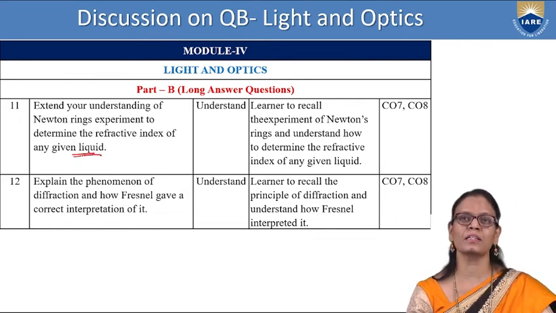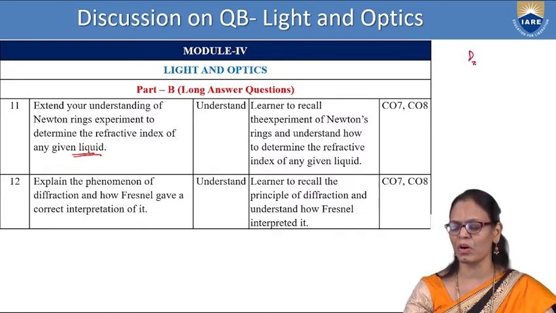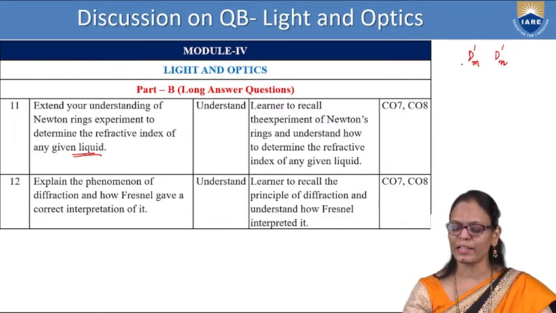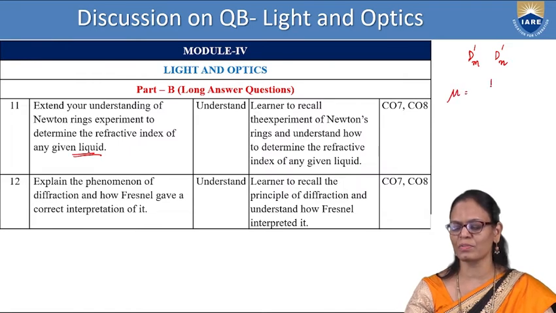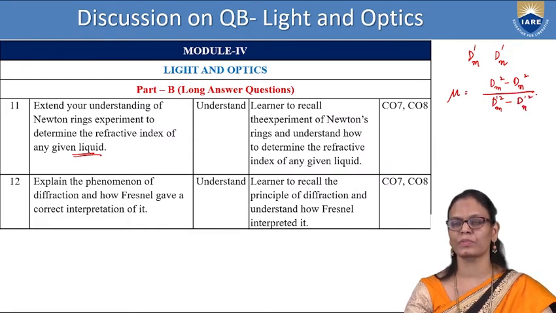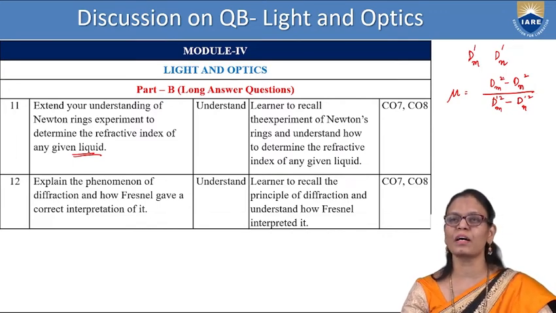then again you see the Newton's rings, the interference pattern, and calculate the diameters of the bright and dark fringes, dm prime and dn prime. These will be the diameters in the liquid. And then you can use the formula mu is equal to dm square minus dn square upon dm prime square minus dn prime square. So using this formula, you can calculate the refractive index of the given liquid.